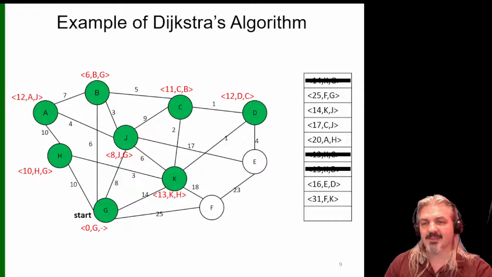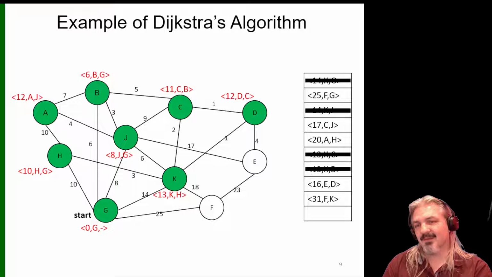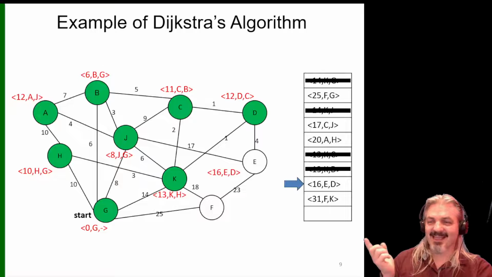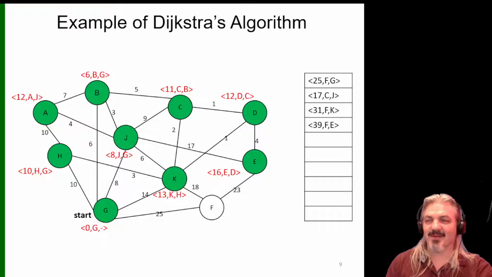So the next lowest is going to be this 14 kJ. I've already visited K, so it's going to be wiped out. The next is the 16, so E. Have I visited E? No. So E is the next one on my list. I go in there and go, right, E, you're added, and you add your connections to people who haven't been seen, and that's just F. So that's why you've got that last one, E goes to F.